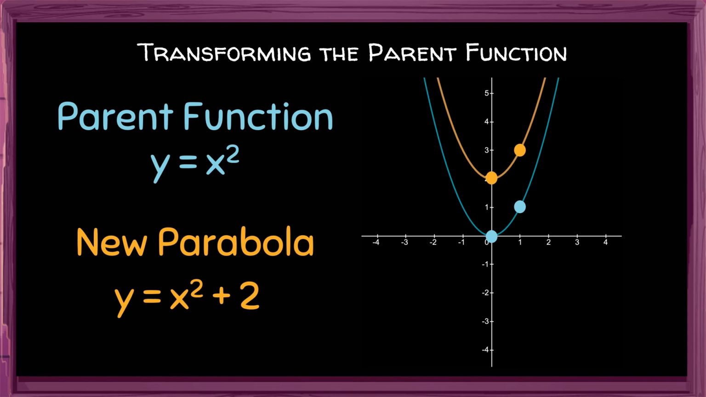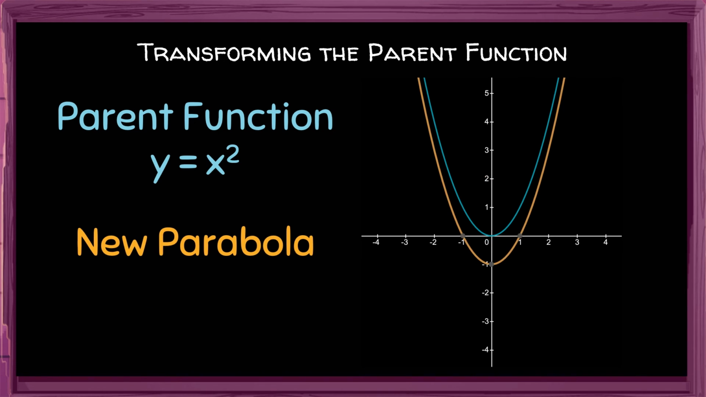So can anyone guess what we would need to do if we wanted to shift our parent function downward? What do you think is the equation for this parabola, which is shifted downward by 1 unit from our parent function? Well, if adding a number to our equation makes the parabola move upward, then wouldn't subtracting a number from our equation move the parabola downward?